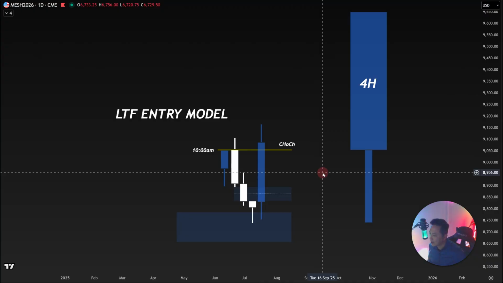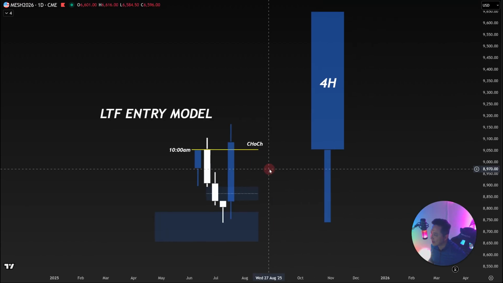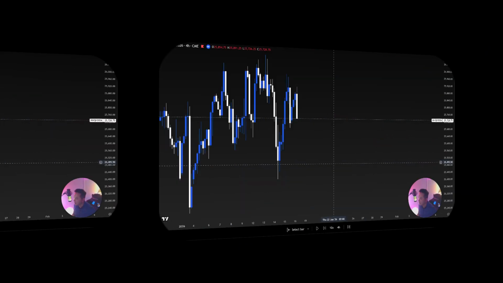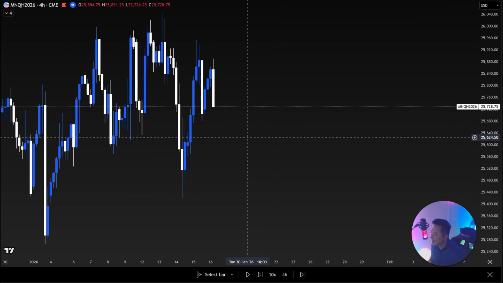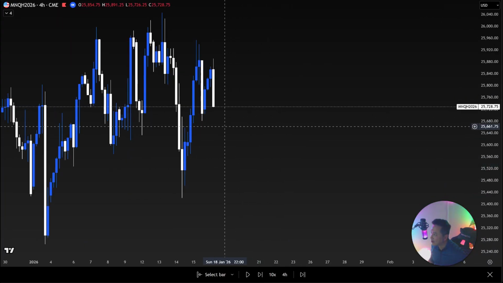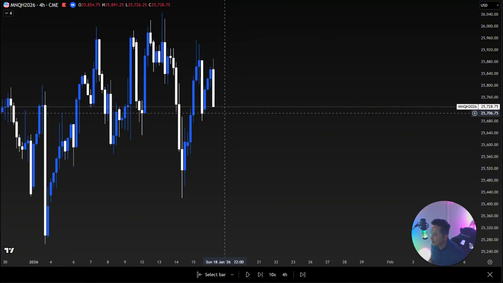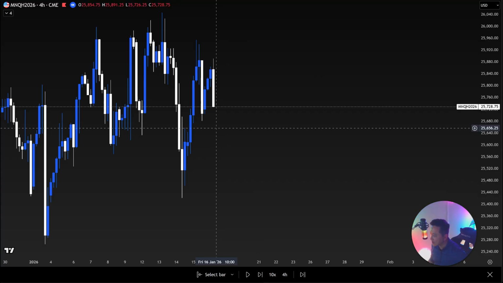So now let's go into the chart examples. I'm going to show you how this looks on a live chart so you guys can understand exactly what to look for in live markets. So here we are on NASDAQ. This is the 4-hour chart, and I've just replayed back to a couple examples that happened just recently. This was on Friday, January 16th.